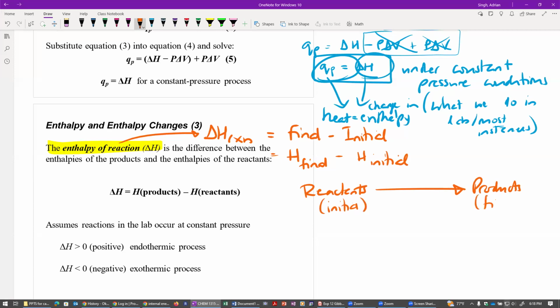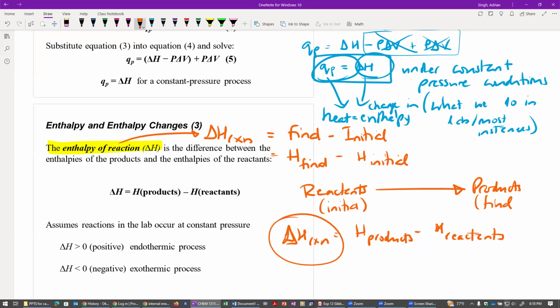And then the products are the final. So what we can say is that delta H for a reaction is simply equal to the enthalpy of the final, which is the products, minus the enthalpy for the reactants. It is very difficult to determine strict enthalpy values, but it's a lot easier to measure enthalpy changes for a process. And again, this is assuming that reactions in the lab occur at constant pressure, and they often do. In 99.9% of the cases, they do.